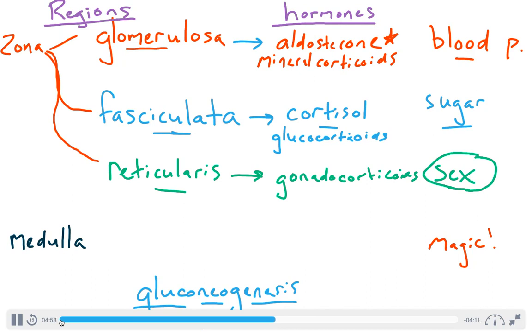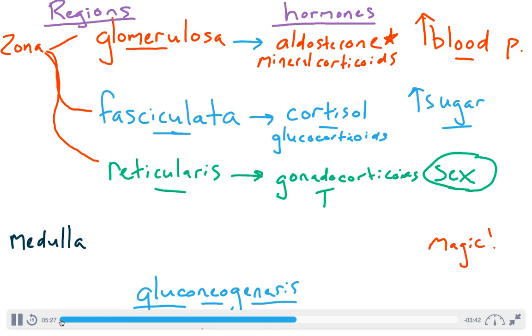So blood is linked to aldosterone because of an increase in blood pressure that it stimulates. So blood pressure goes up because of aldosterone. The zona fasciculata is related to the release of cortisol, which increases our blood sugar. And the zona reticularis is going to release gonadocorticoids, including testosterone, which is going to be linked to sex. So blood, sugar, sex, and then magic.